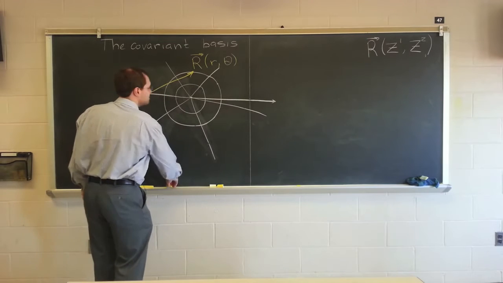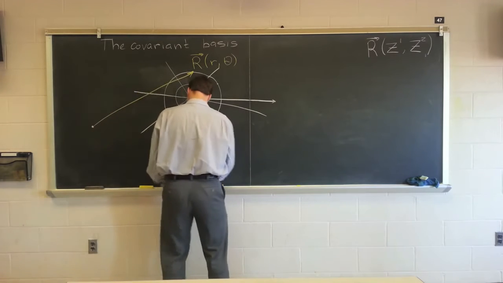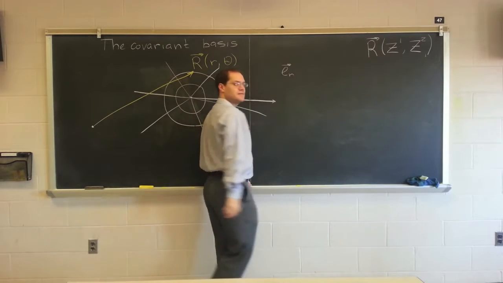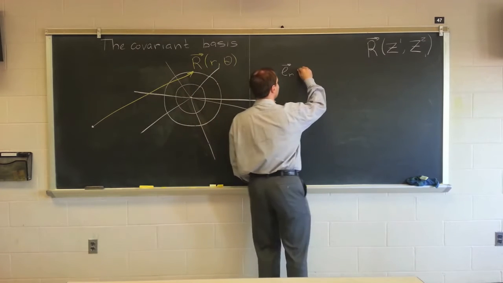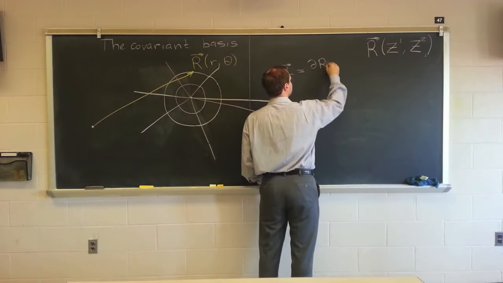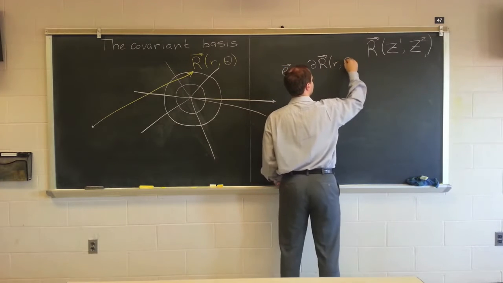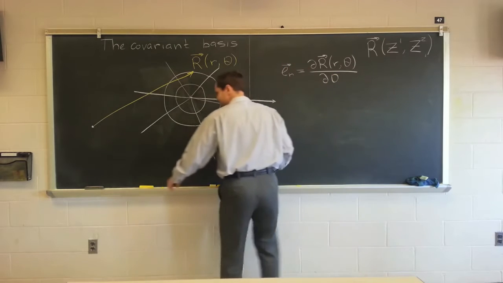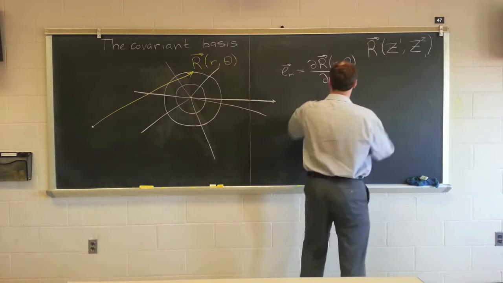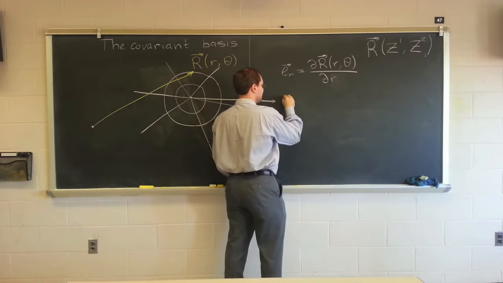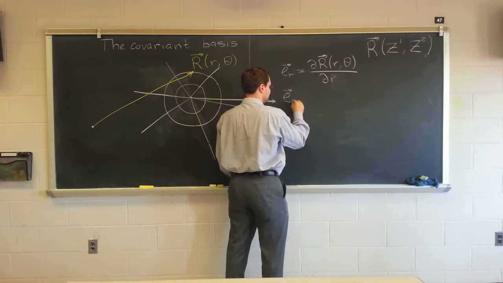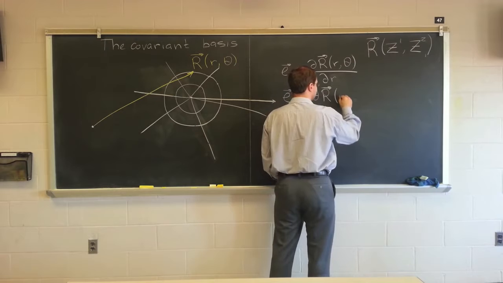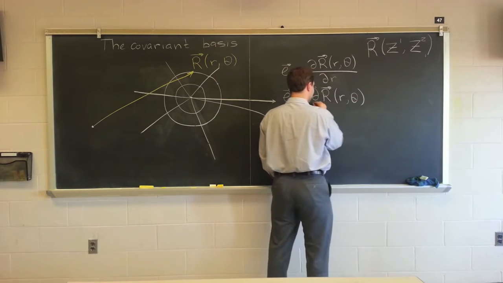But let's define it. It will be denoted by E sub r. E sub r will be the coordinate vector associated with R, and it's defined as dr, as a function of R and theta, d r. And E sub theta, excuse me, E sub theta is defined as dr, as a function of R and theta, d theta.